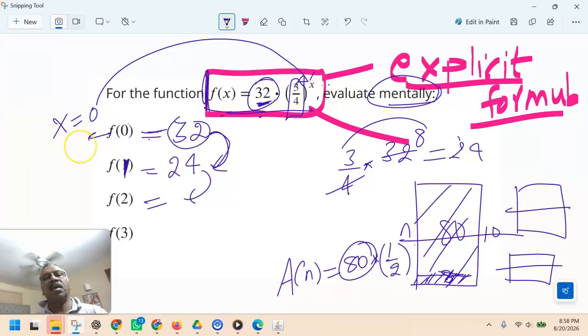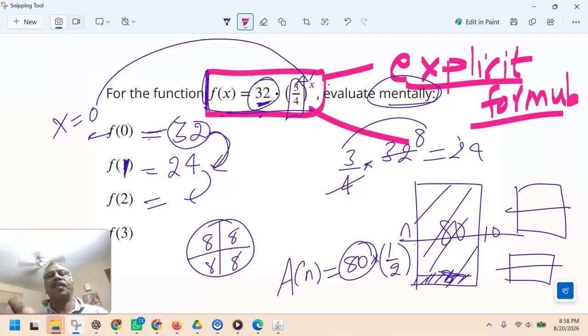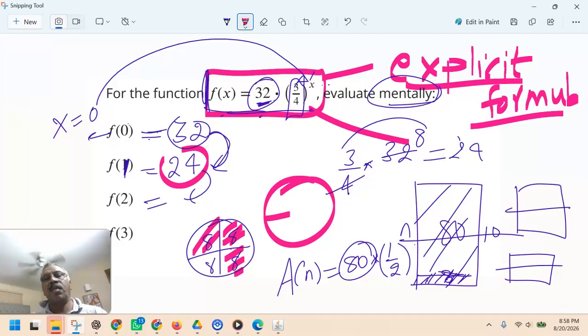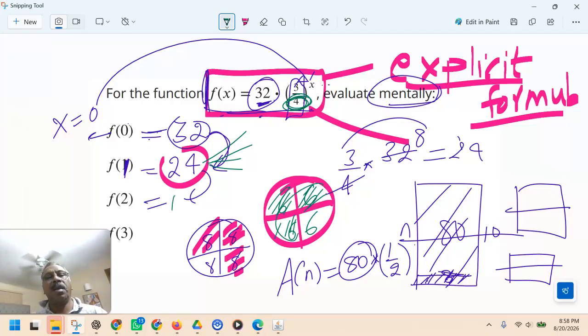And again you do it mentally, right? So the first one is 32. If you try to see 32, it basically means 8, 8, 8, 8, and 8. In your mind you can think like this and say, okay, 3 eights become 24. And for the next one, you take 24 and break it into 4 pieces because that's what you have here, 4. So 24 broken into 4 pieces has to be 6, 6, 6, 6. But we want 3 of them: 1, 2, 3. So 6 times 3 will be 18.